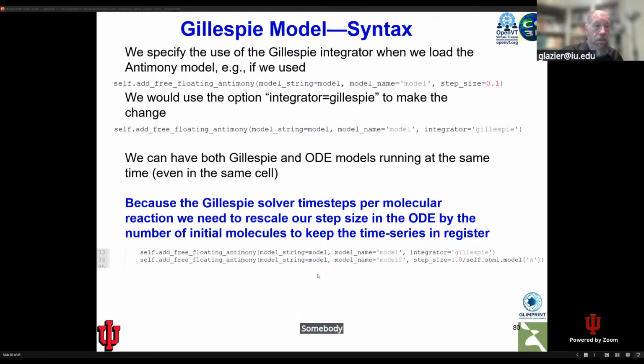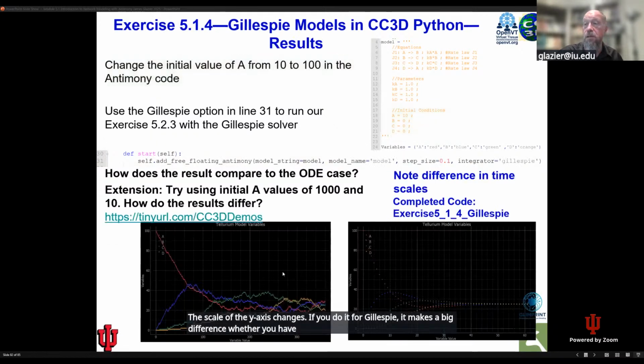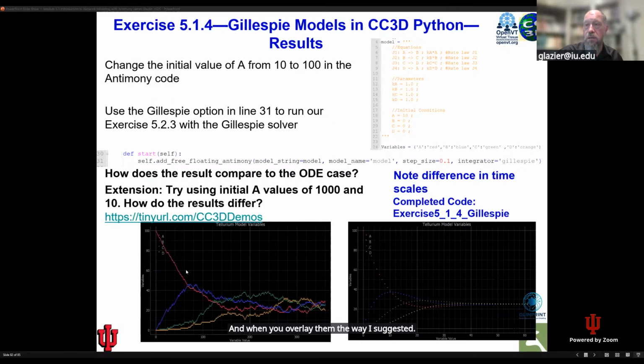Somebody got it to work. My suggestion was to do exactly this, and then you can change the initial value of A: 10, 100, 1,000. If you do that for the ODE, it doesn't really do anything; the scale of the y-axis changes. If you do it for Gillespie, it makes a big difference whether you have 10, 100, or 1,000. And when you overlay them the way I suggested, here's the Gillespie model, stochastic. Here's the deterministic model. I'll just leave that for you for today.